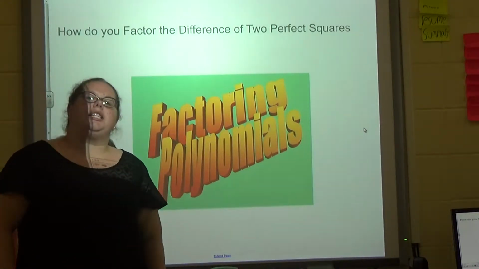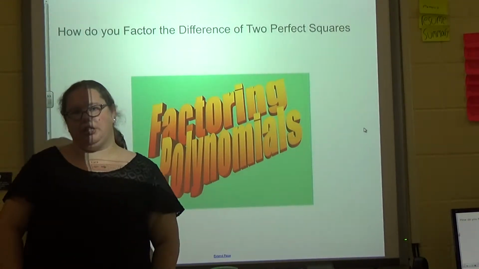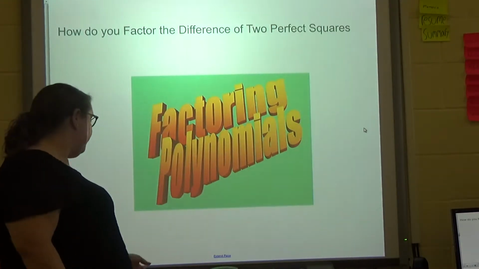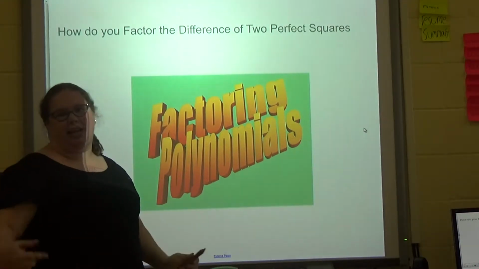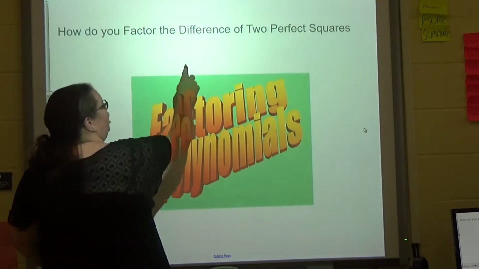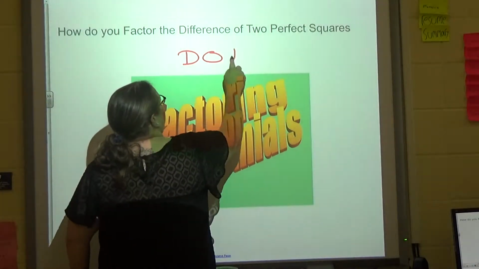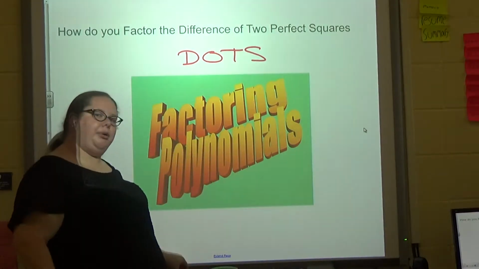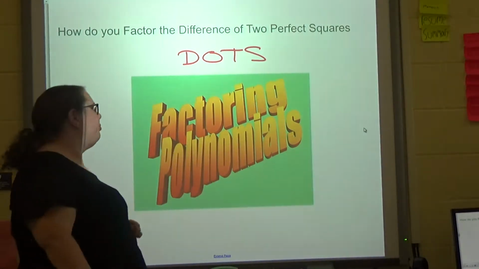Everyone, I'm Ms. Fazzone, and today we're going to be factoring the difference of two perfect squares. So I actually have an acronym that I use for the difference of two squares. I kind of dropped the word perfect, and I call it DOTS, the difference of two squares. Yes, the perfect should be in there, but I pulled it out.